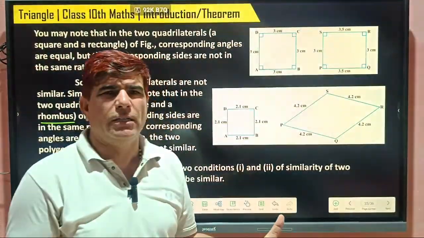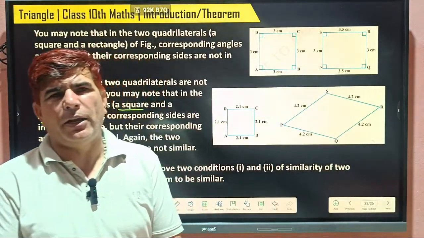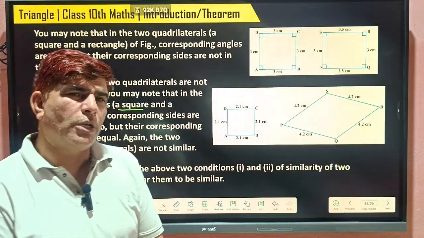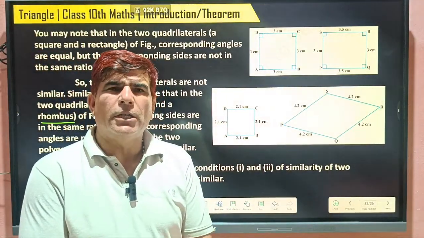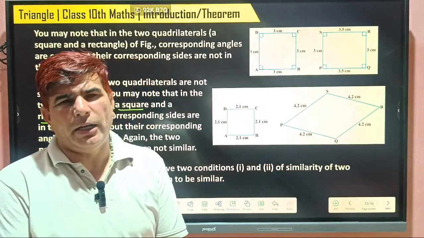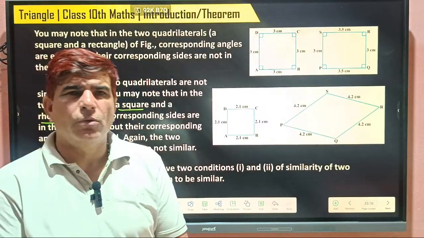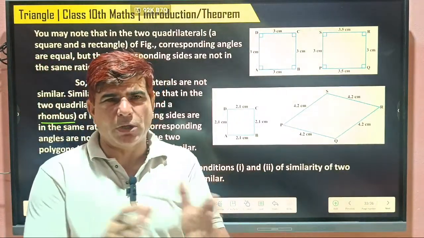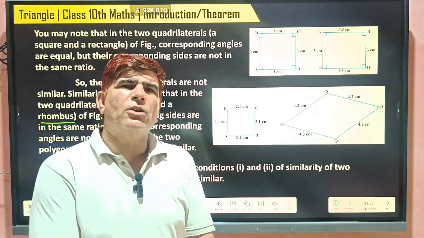First try to understand this. A square has all sides equal, and each angle is equal to 90 degrees. What's a rhombus? It means all sides are equal, but it's not necessary that each angle is equal to 90 degrees. So the sides are in the same ratio. The sides of the square and the rhombus are equal, which means the sides are in the same ratio, but their angles are not the same.